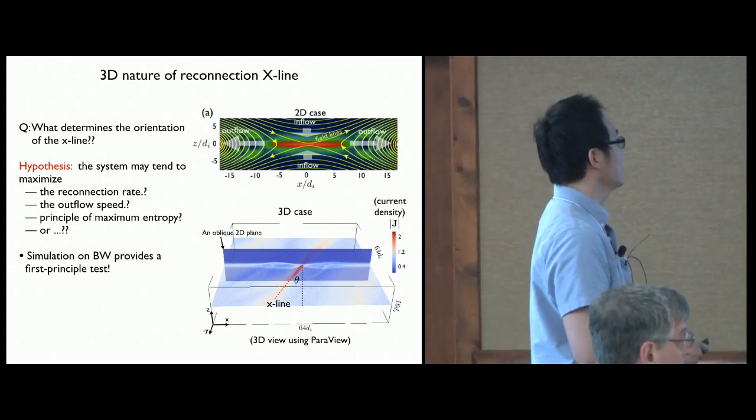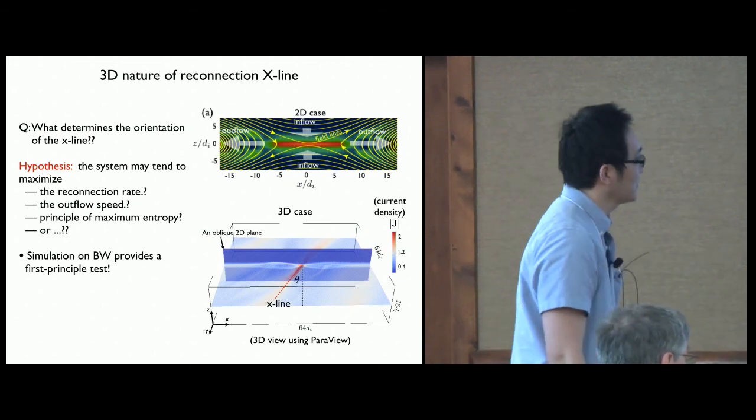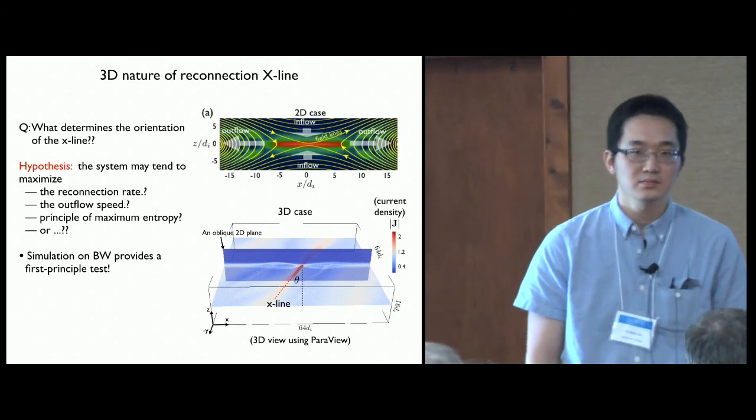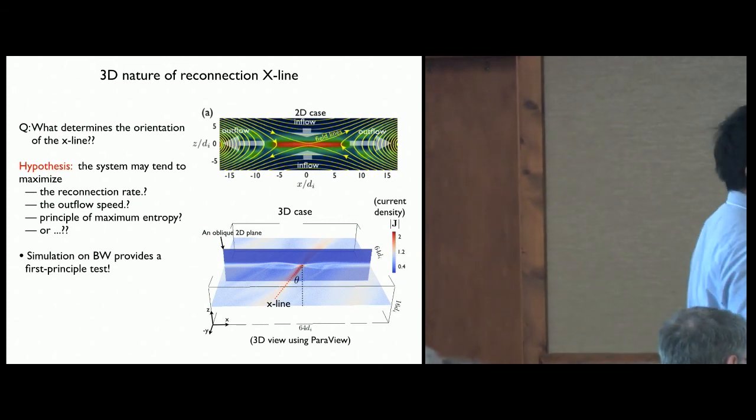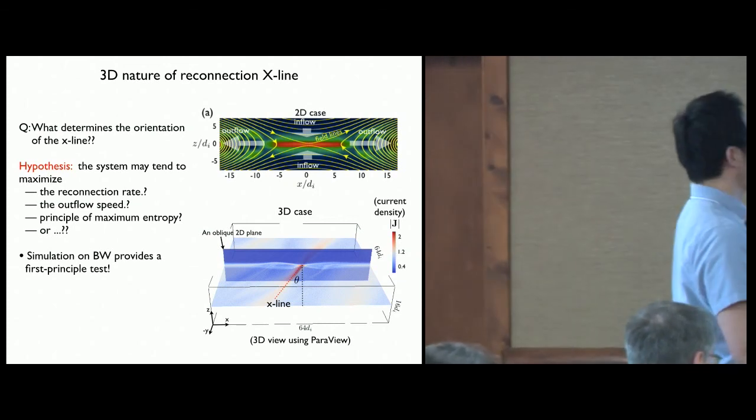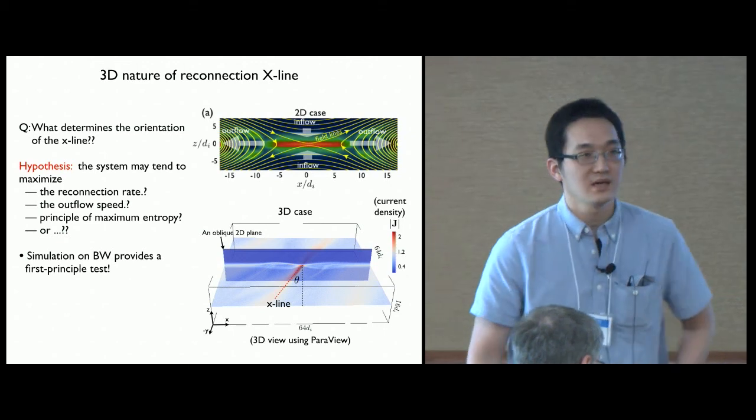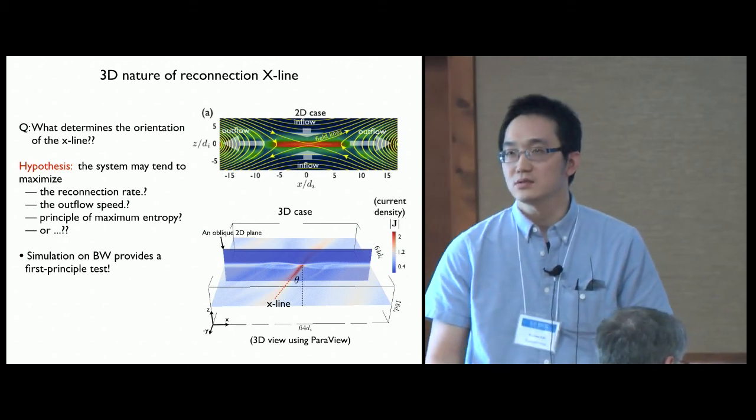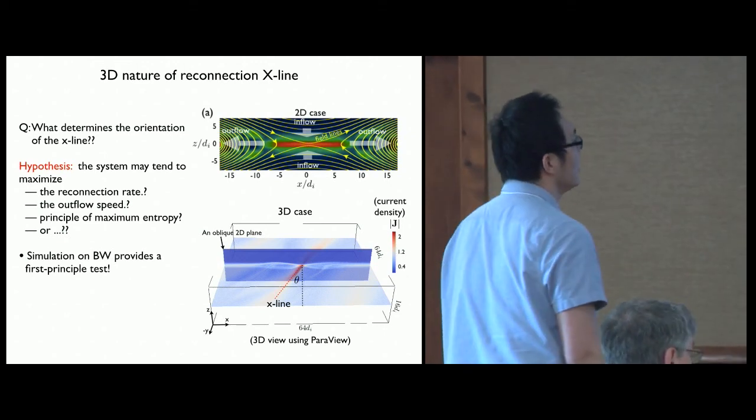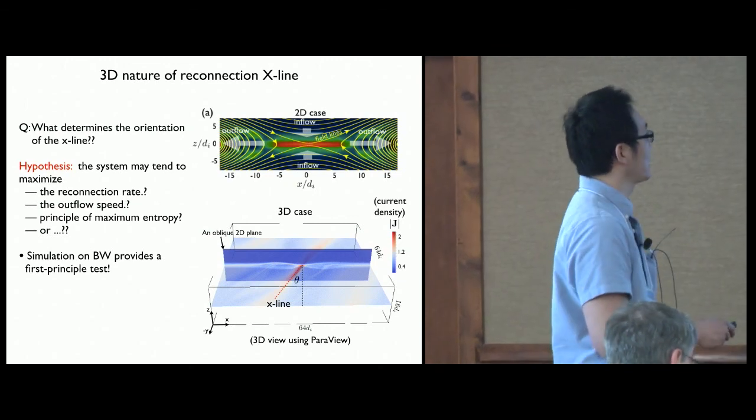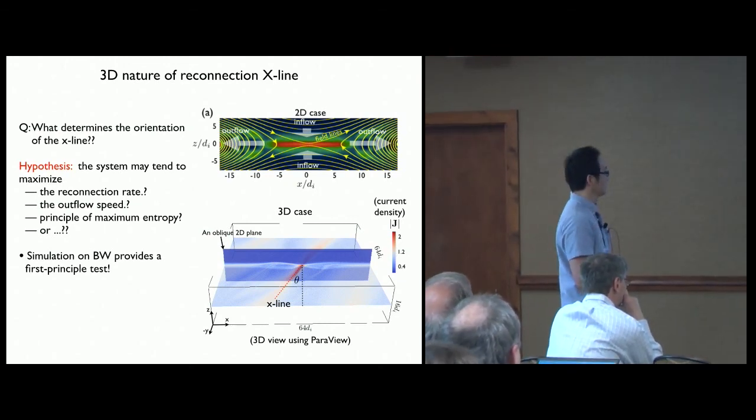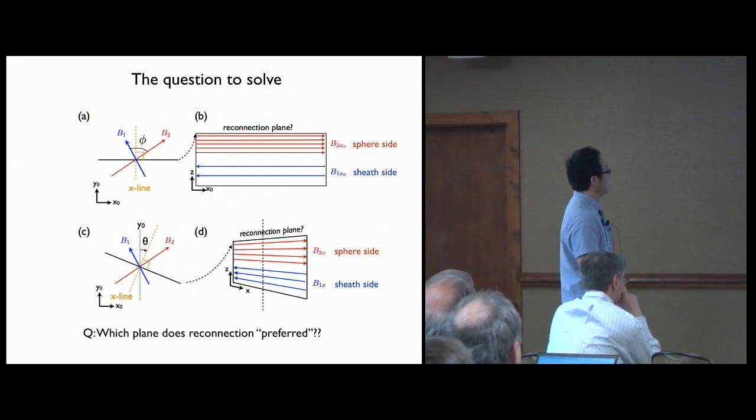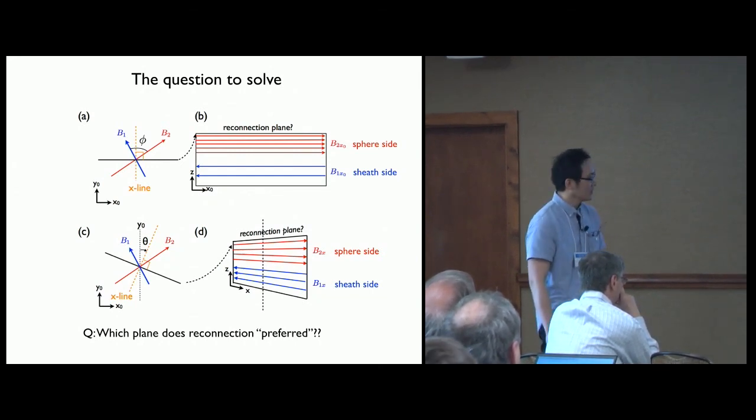There are lots of hypotheses. Some people say maybe the system tries to maximize the reconnection rate, or maybe tries to maximize the outflow speed, or maybe tries to maximize the entropy production. Blue Waters gives us a first-principles simulation to test these different ideas. And I am going to tell you that we are looking at maximizing the reconnection rate, because we can show it. Let me elaborate more on what's going on here.